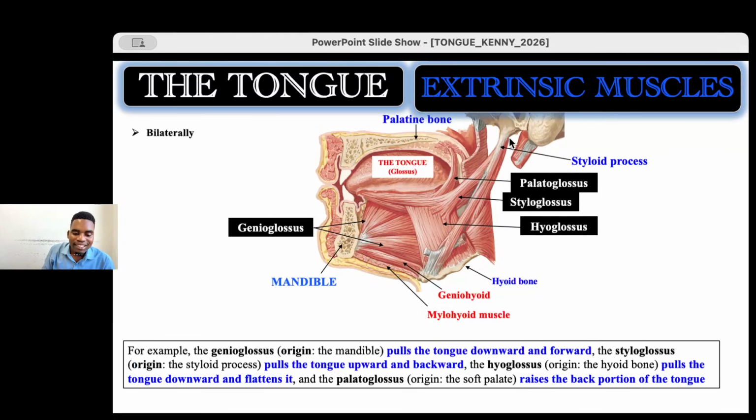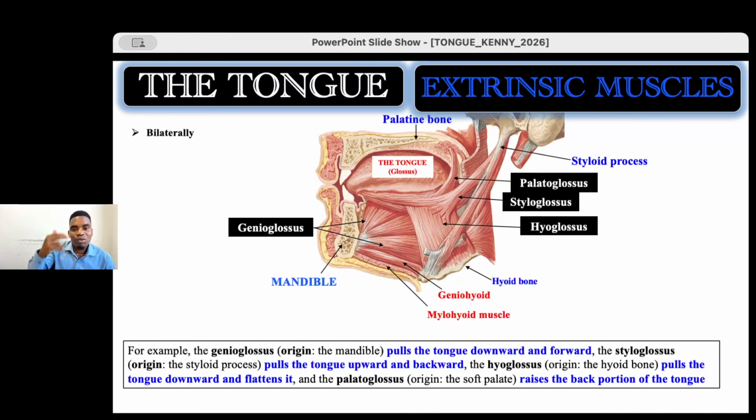Next is going to be the muscle which is coming from the styloid process to insert to the tongue. This is called the styloglossal muscle. Next is going to be the muscle which is coming from the hyoid bone to insert to the tongue. This muscle is called the hyoglossal muscle. And we also have a muscle which is coming from the mandible, but to be specific, it's coming from the genial tubercles of the mandible, which are also referred to as the mental spine.